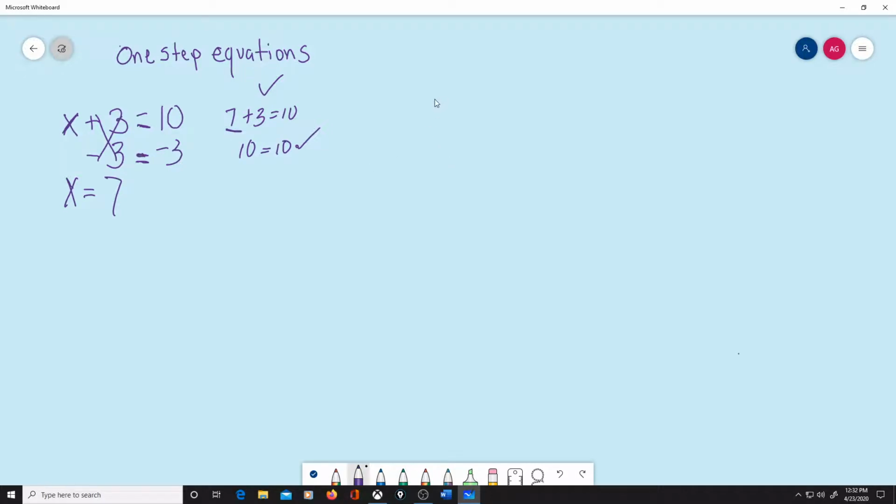Okay, so let's take a look over here at what it would look like if we had subtraction. It's very similar. Let's say we had x minus 3 equals 10. Okay, so now we have x, and we're subtracting 3 from it, and we're equaling 10. So this expression has to equal this. And again, we want to get this by itself, so I need to get rid of this minus 3. So to get rid of a negative 3, we add 3. Okay, we just do the opposite of what's happening.